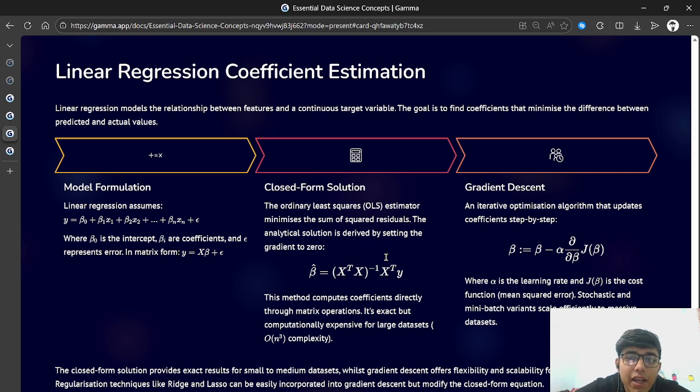When the data set has many features and has exhibited multicollinearity, the plain OLS solution can become unstable. Regularization basically introduces a penalty term to mitigate this. We have ridge regression and lasso regression, where ridge regression uses L2 penalty, which modifies the closed form solution by adding this lambda I to X transpose X.